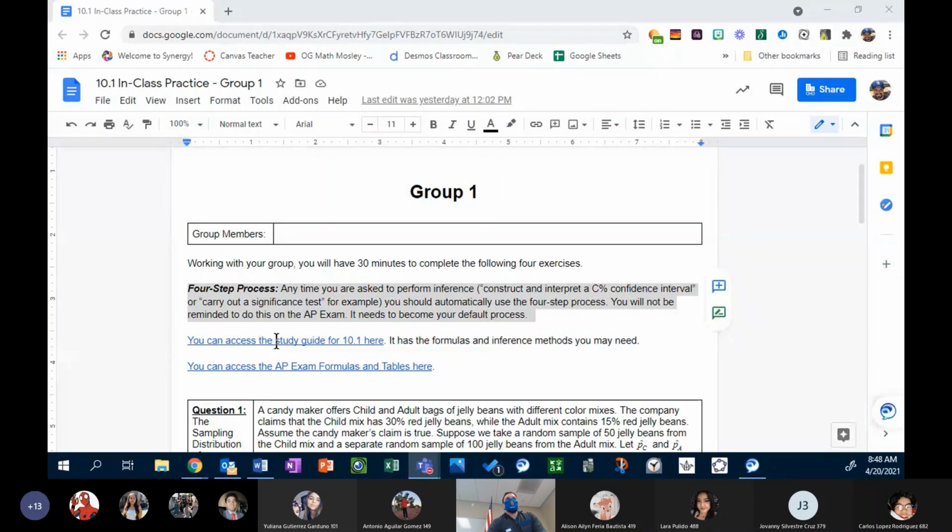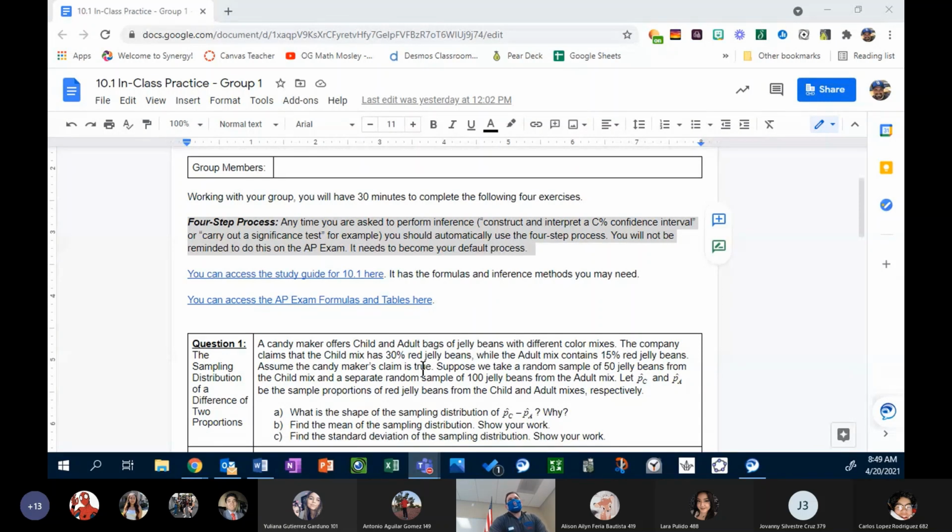I have linked here in the document the study guide for section 10.1 that I made. This goes back into Canvas, that's where the study guide lives. And then we have a link here for the formulas and tables. That includes table A, table B, and all the formulas that you'll be provided on the AP exam. So that's something you want to start trying to use more so you're familiar with it. And then we have our questions. Obviously, they're all word problems because it's stats and we get lots of word problems. If you need clarification or you have questions about any of the problems, please ask.